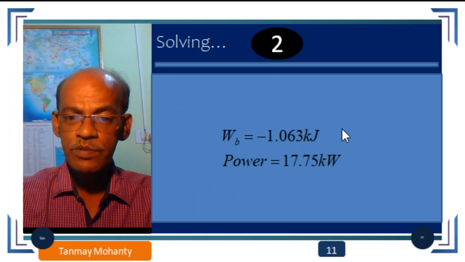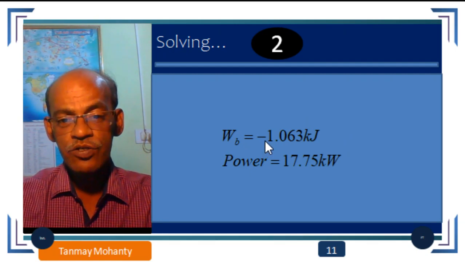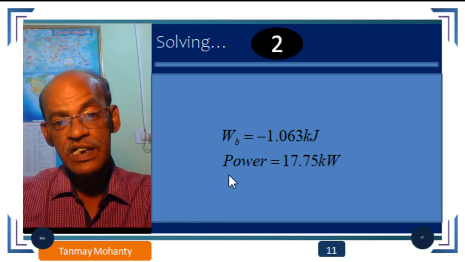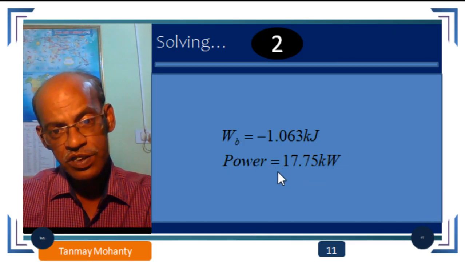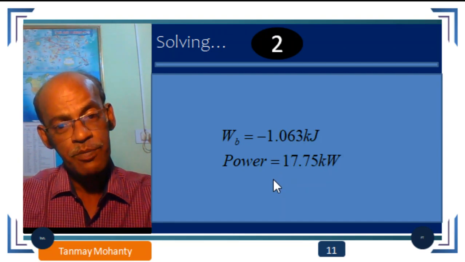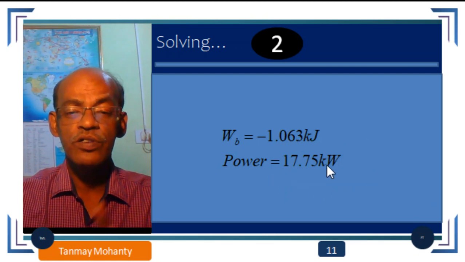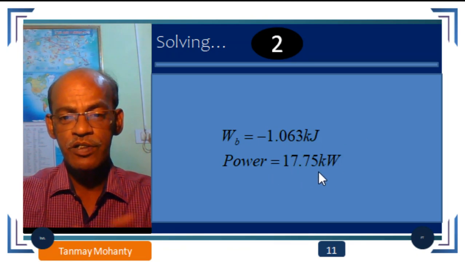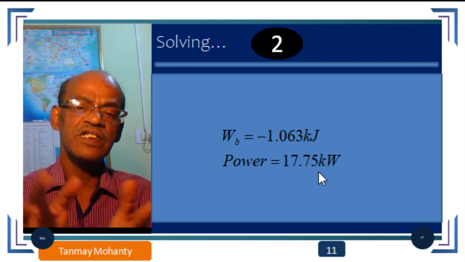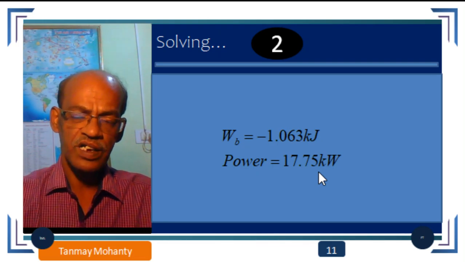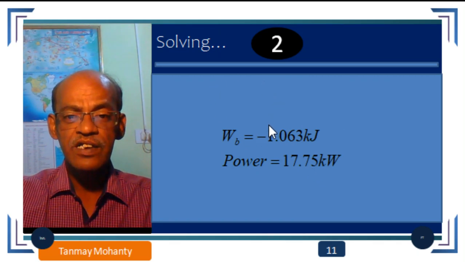So WB can be easily found out. P1 V1 minus P2 V2 by n minus 1. And power we have already illustrated how to find. WB multiply 2, because this is a 2-cylinder engine, multiply 500 by 60, number of compressions per second, and you shall get power equal to around 17.75 kilowatt to 17.9 kilowatt, depending on what digits in the calculator you are taking. Okay. So let us try to take the third numerical right now.